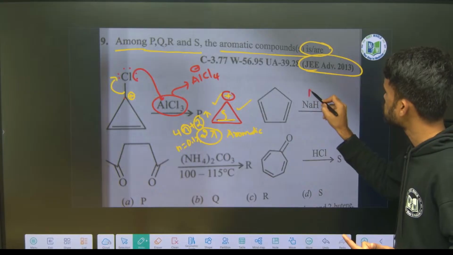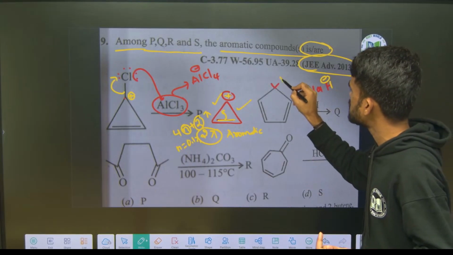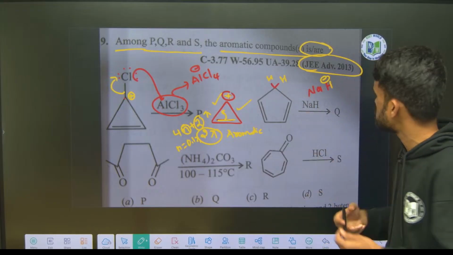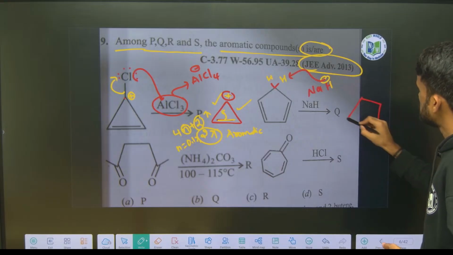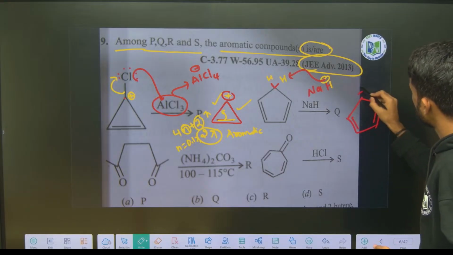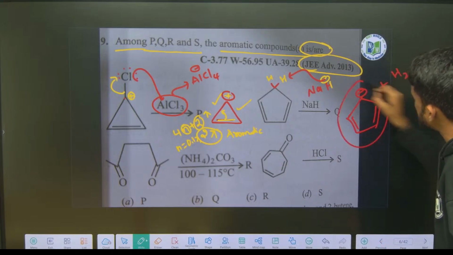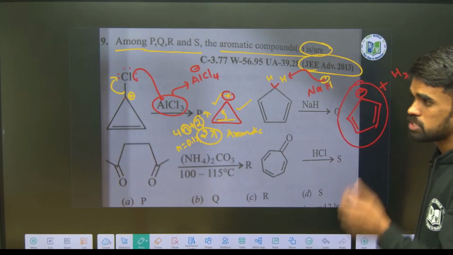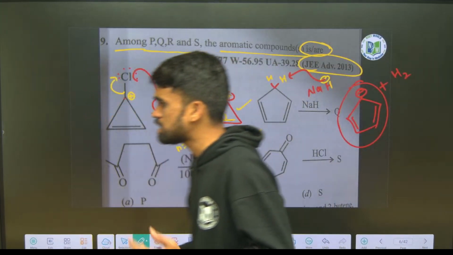Similarly, we have sodium hydride. Hydride means negative charge. See, these protons here are acidic protons that can be taken by this hydride ion, so that you get something like this, and H2 gas is released here. Now what is this compound Q here? This is also aromatic. How am I saying this is an aromatic compound? Just look here.